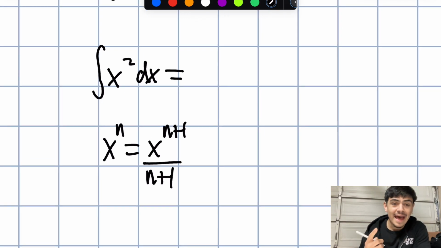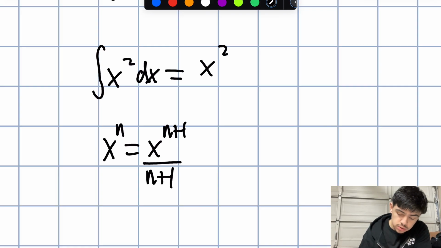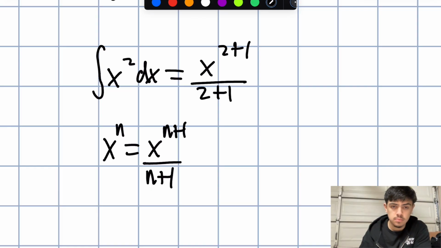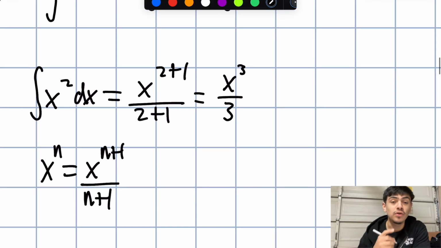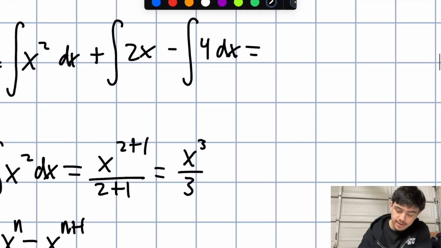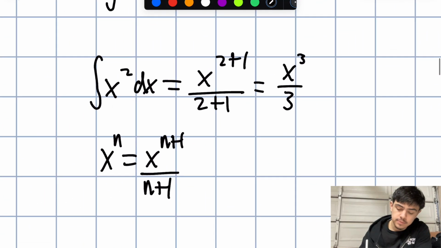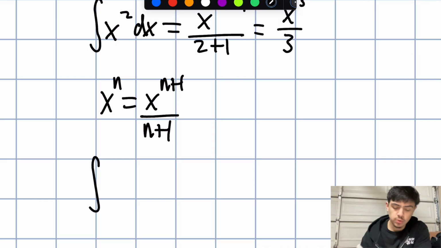Let's go ahead and apply this to this case. We're going to add 1 to the exponent, x squared plus 1 over n plus 1, 2 plus 1. Simplifying this, 2 plus 1 is just 3, so we get x cubed over 3. And that's it. That's the antiderivative for the first integral. Let's add that up here now to our final answer. Simple enough.